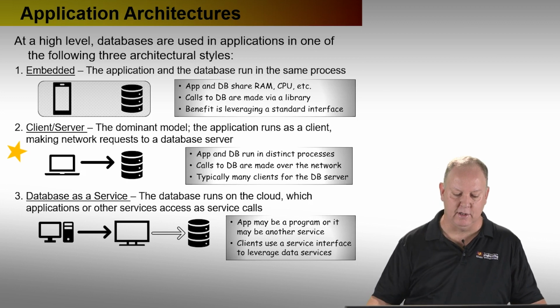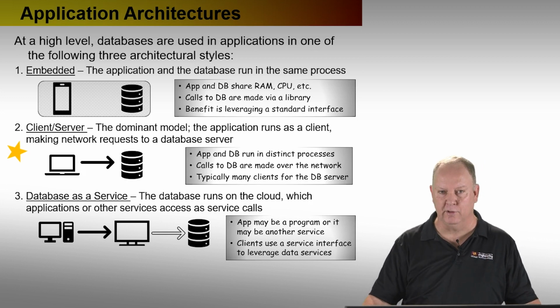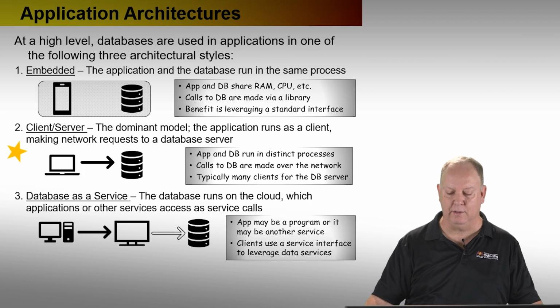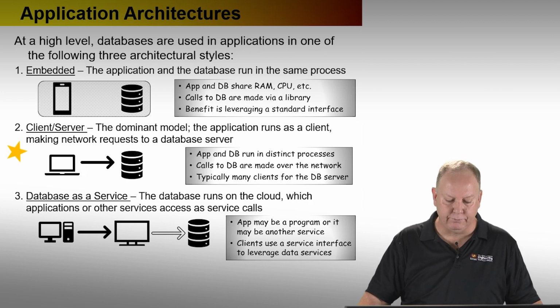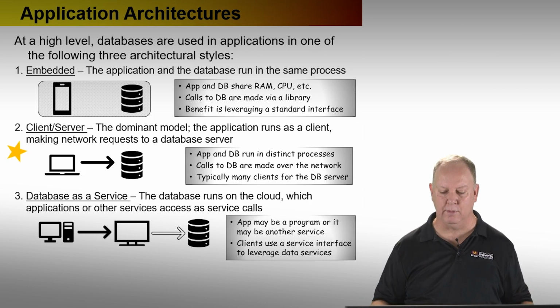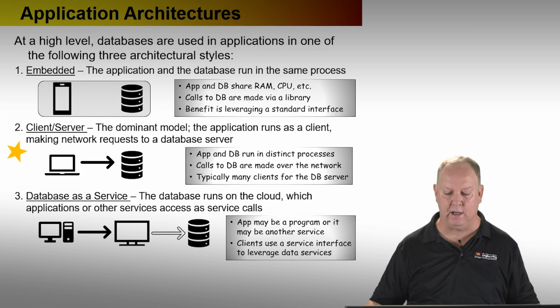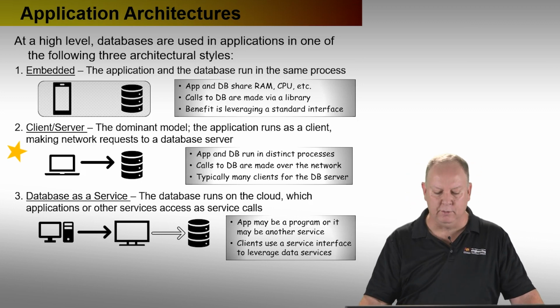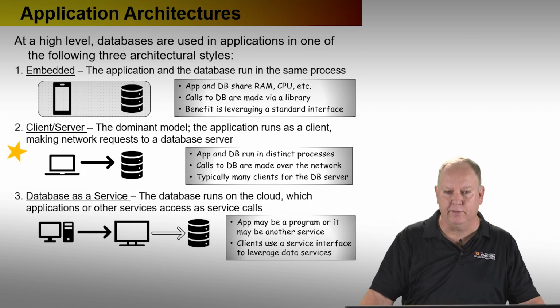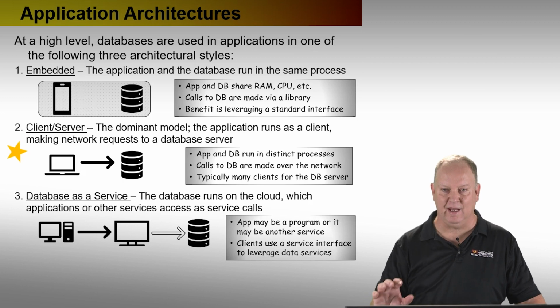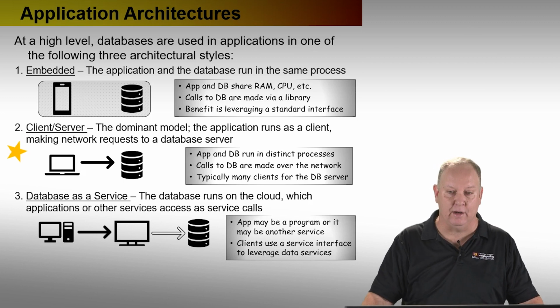Third model, which has been emerging, and I started with this one, by the way, because that's the one we're going to assume for here. That's the one we're going to talk about the most with this API. The third model is database as a service, and this is kind of the newer model where the database and the data runs as a service directly on the cloud, and applications or other services access that data service via some kind of API calls.